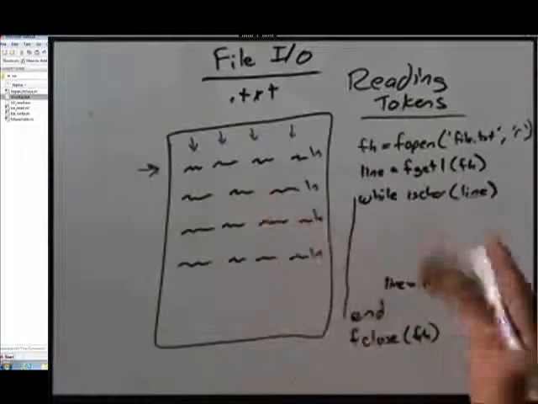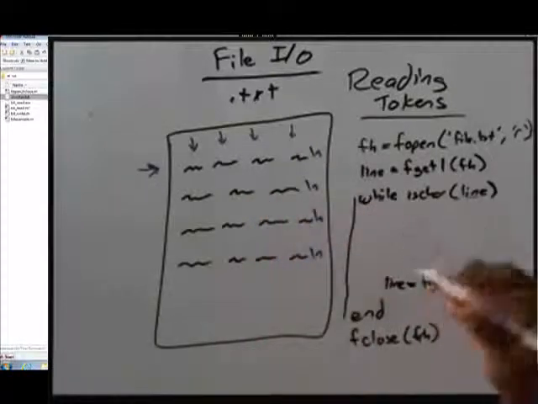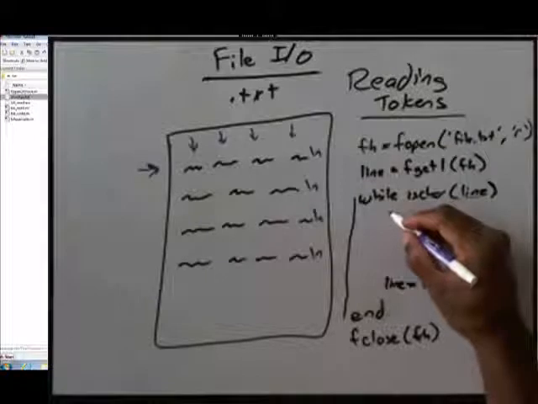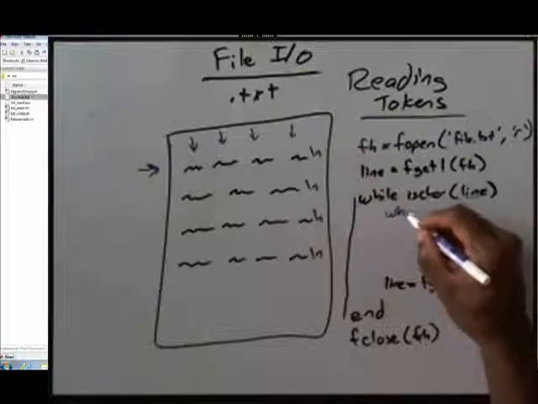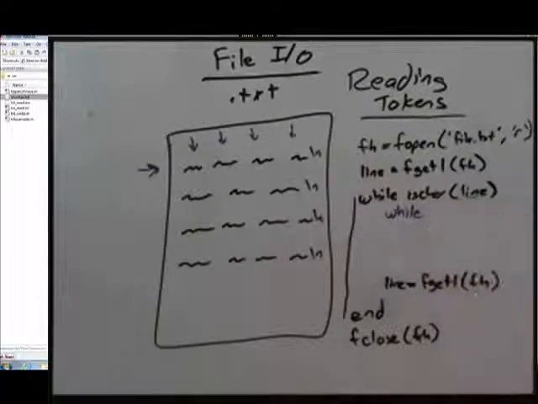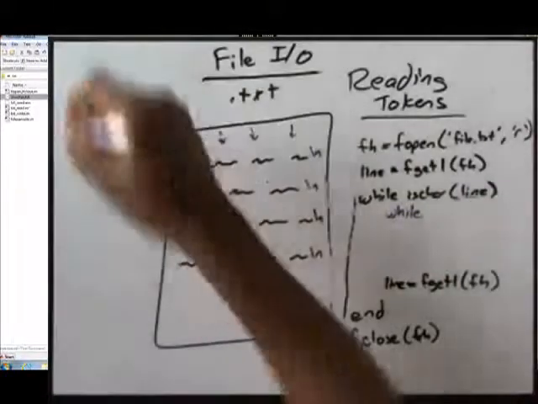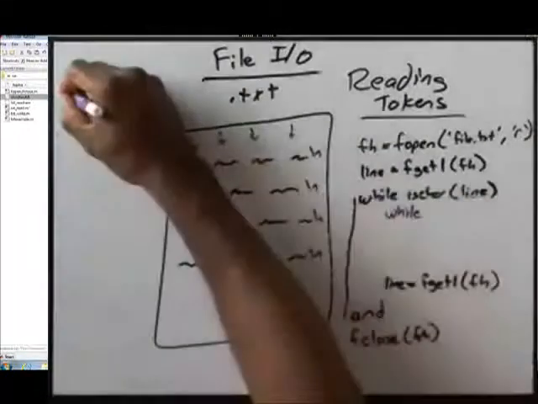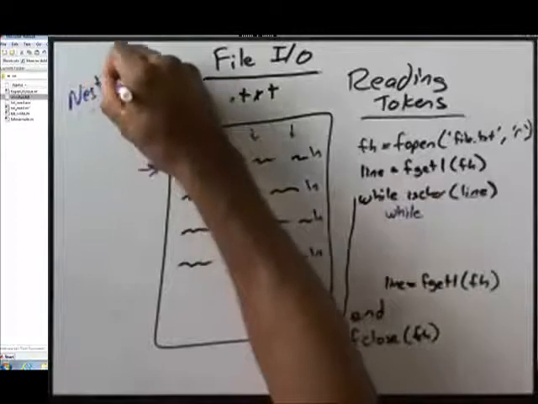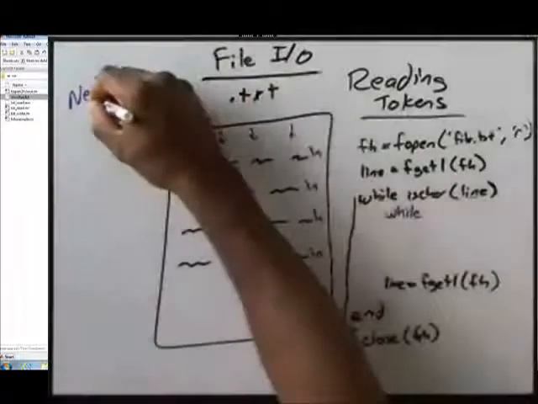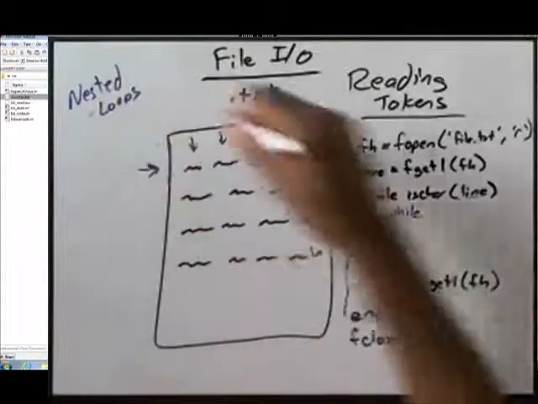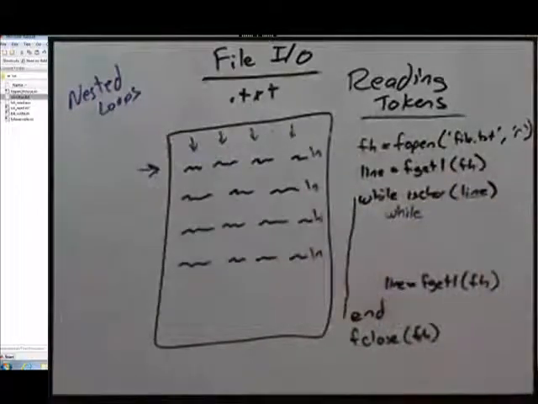That's repetitive too. So we're going to actually use another while loop, and I'm going to write this one in purple here. We need another while loop. So this is a while loop inside of a while loop. Those two loops are nested. One is inside the other. It's nested inside the other.